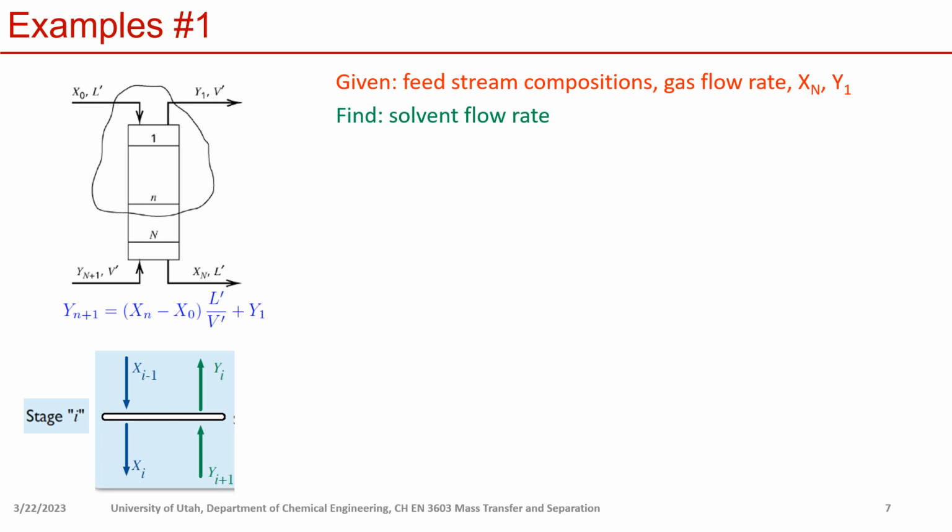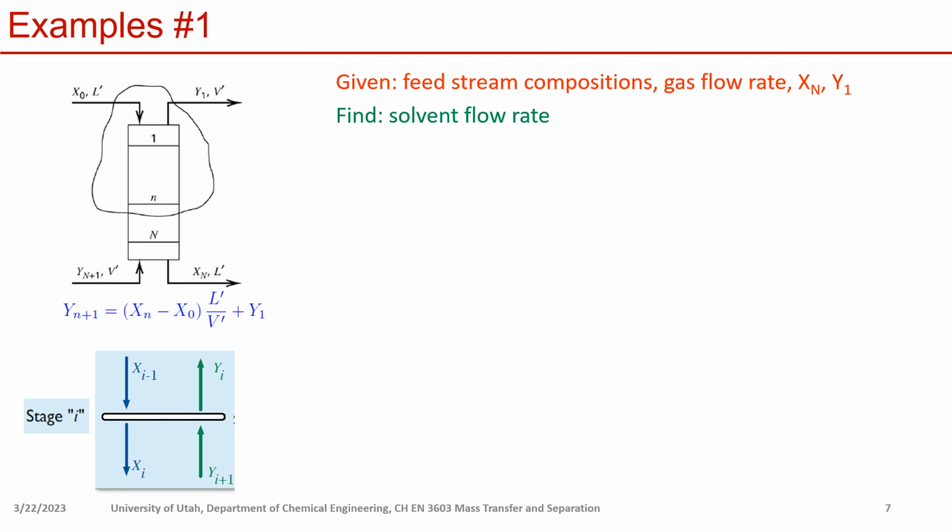Then, first of all, what is going to be the liquid absorbent flow rate, given a vapor or gas phase flow rate, that's our V prime? That is to say, how much liquid absorbent do we need? And the second question is, for tray towers, how many trays do we need? Those are the two questions we need to answer.